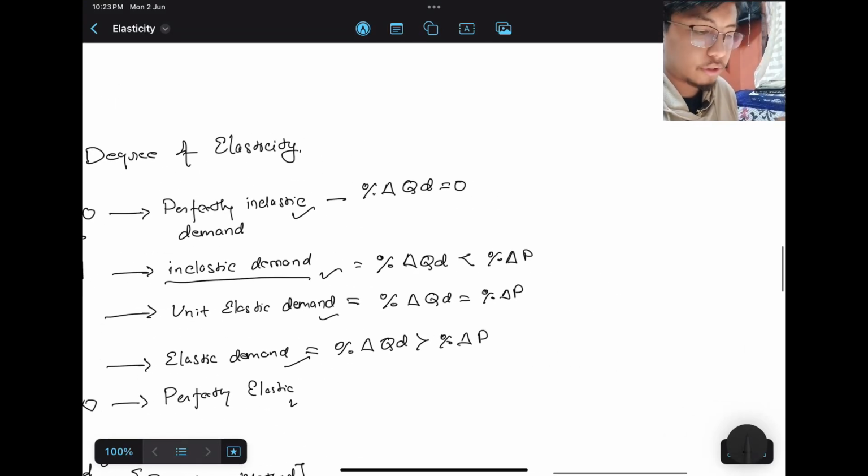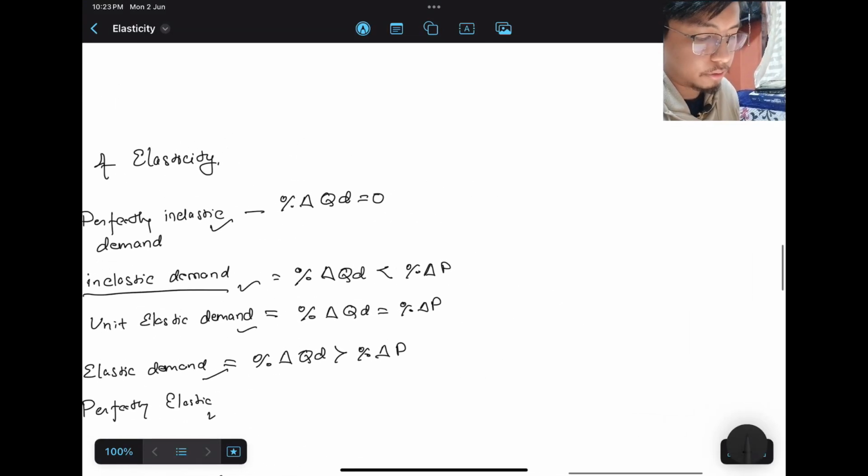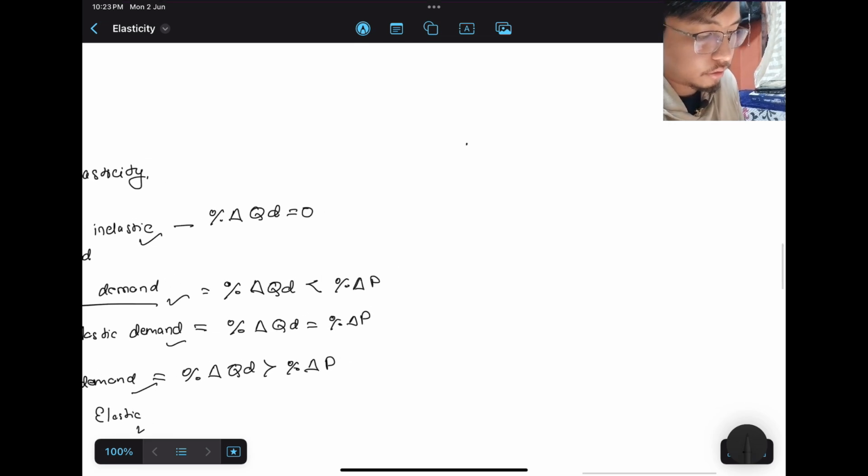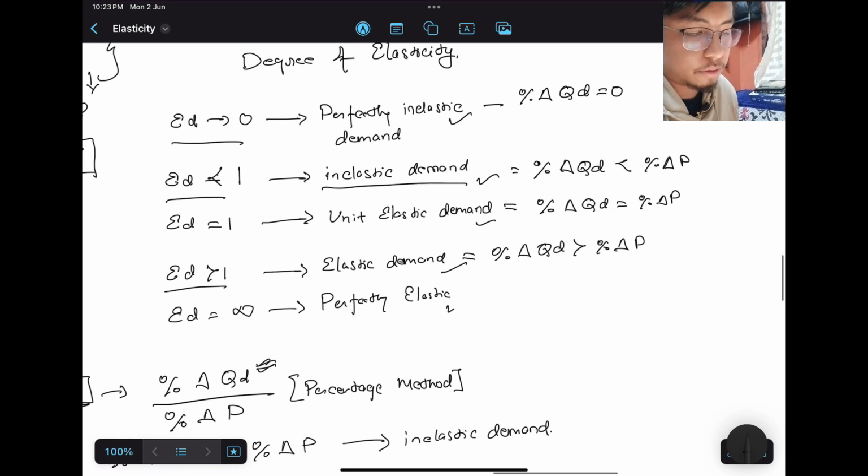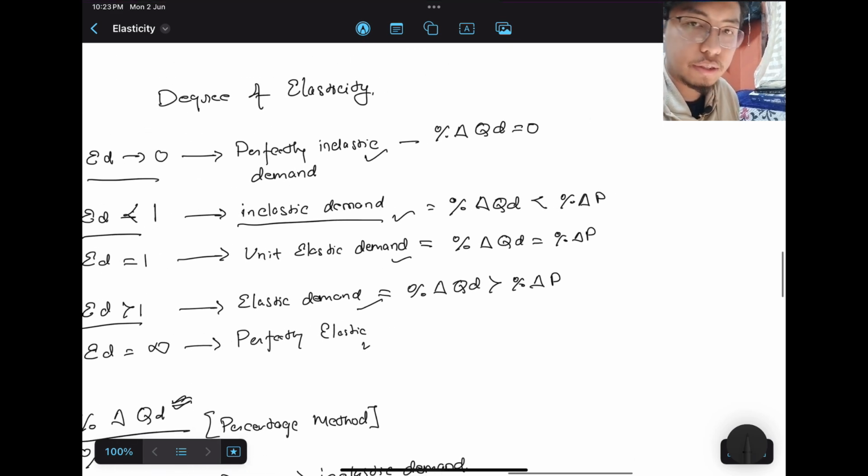Now let's look at this from a graphical perspective. About graphical perspective, first we'll go with inelastic demand.